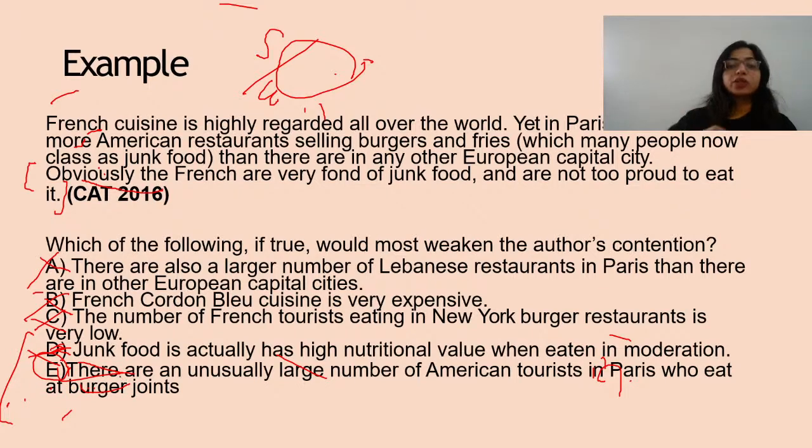ये कह रहा है कि actually जो पेरिस में बहुत सारे बर्गर जॉइंट्स हैं फ्राइज बेच रहे हैं वहाँ पे पेरिस के लोग यूरोपियन लोग नहीं खा रहे वहाँ पे अमेरिकन टूरिस्ट खा रहे हैं इसीलिए the number of restaurants and the number of burgers and fries that those American restaurants are selling in Paris is so high because there are a lot of tourists.